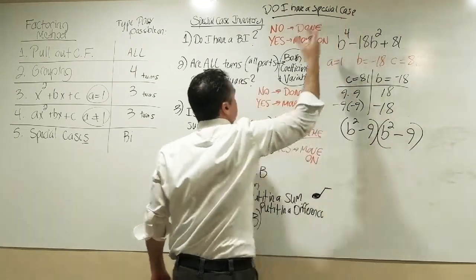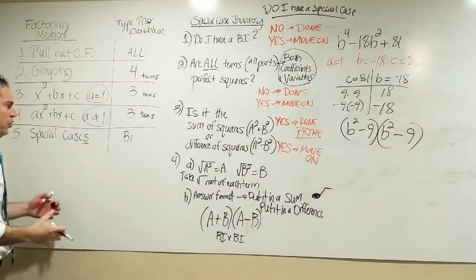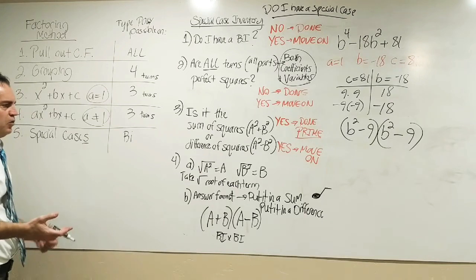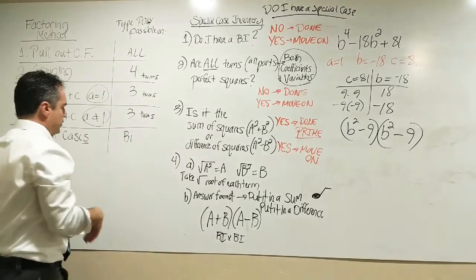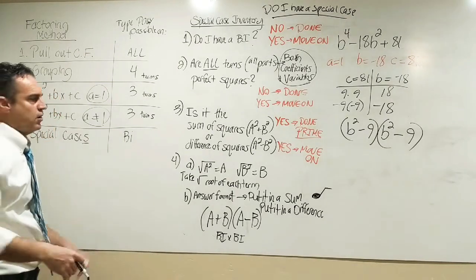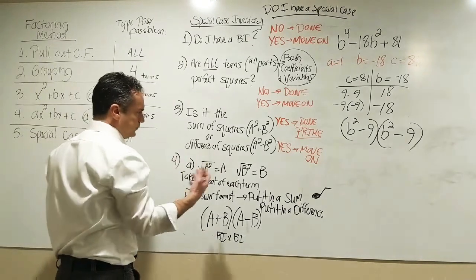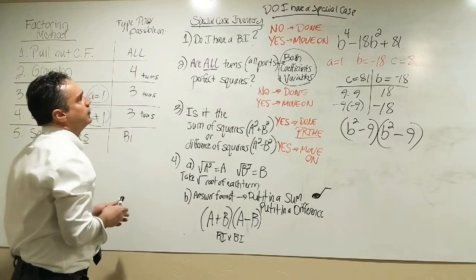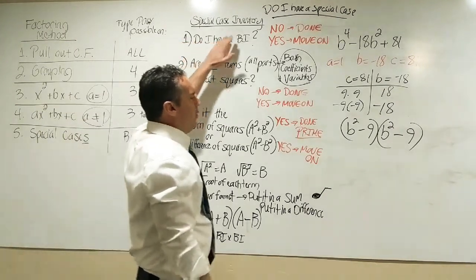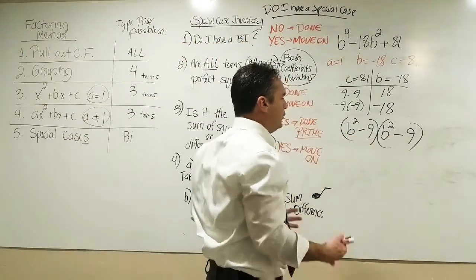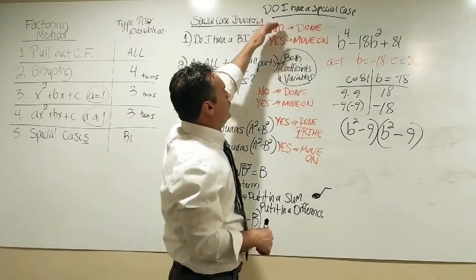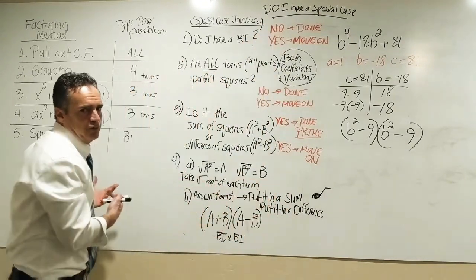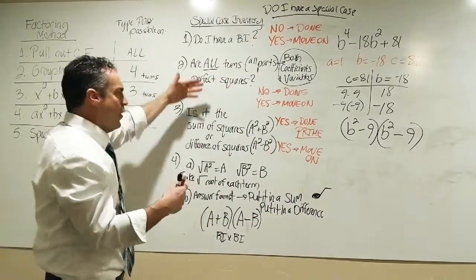And if I have a special case, then I have to determine, is it the sum of squares or the difference of squares? Because the sum of squares is always prime. That was our first chart. Where the difference of squares is always going to be put in a sum and put in a difference, okay? So we come here. Do I have a binomial? Yes, you have two binomials here in your answer, okay? If the answer is no, you're done. You don't have a special case. If the answer is yes, then we move on to the next step.